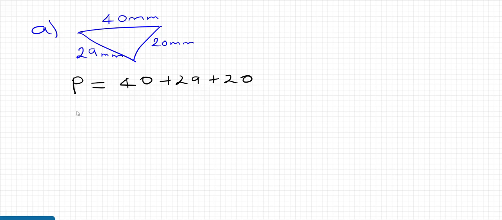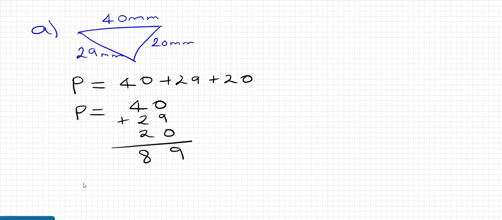That's fine. Now to add this up, try not to use a calculator. I forgot to mention that before. We don't want to use a calculator all the time. You should be able to do this without it. And in your test, for example, your CAT, you may not be able to use a calculator anyway. So perimeter is equal to add all of these up, I can use an algorithm. So 40 plus 29 plus 20. I'll just write plus once. So 0 plus 9 plus 0 is my 9. 4 plus 2 is 6 plus another 2 is 8. So 89. So perimeter is equal to 89 millimeters. That's our unit. Okay.